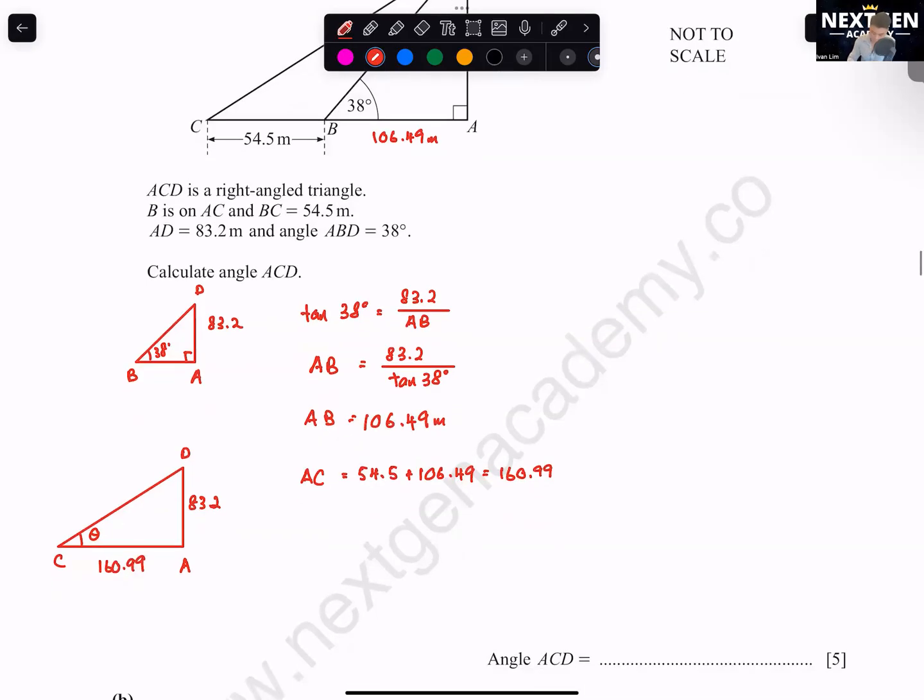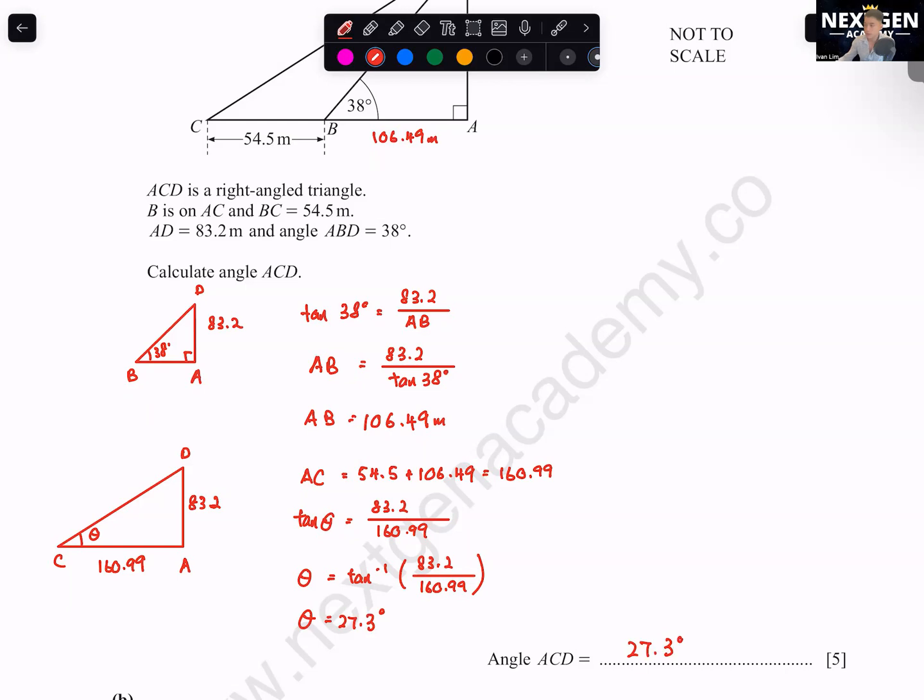Then tangent theta is equal to 83.2 over 160.99. Theta is inverse tangent 83.2 over 160.99. Yeah, okay, you get 27.3 degrees. Okay, when you all do angles, write it to 1 decimal place enough already.